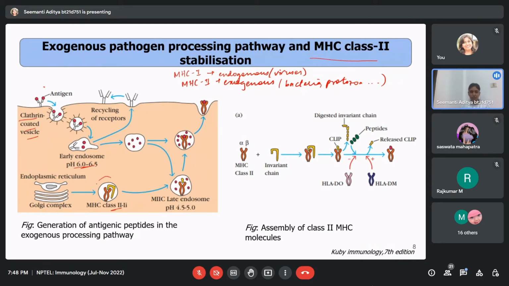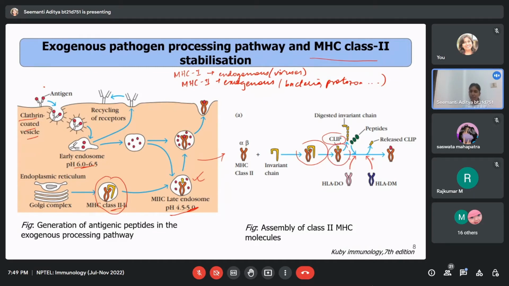Now, how is the MHC class 2 stable, and how is it recognizing these antigenic fragments inside the cell? Here we can see that the MHC class 2 molecule, having alpha and beta chains, will bind to an invariant chain in order to stabilize it. Once it is present inside a vesicle, the invariant chain helps the MHC molecule to be stabilized. But when it fuses with the vesicle containing antigenic peptides, this vesicle is acidic, with a pH of 4.5 to 5. So this bigger peptide will be cleaved into small peptides, and only a small portion of it, known as CLIP, will remain attached to the MHC molecule.